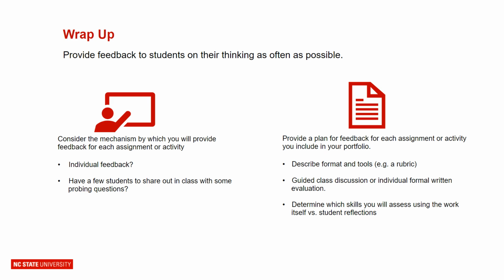You will describe the format that you will use and any tools that you'll use, for example, a rubric if that's relevant. The feedback format can be as simple as guided class discussion or as detailed as individual written formal evaluation. For assignments, determine in advance which skills you'll assess using the work itself and which you may need to assess from student reflections. The reflections can either stand on their own or could be woven in as part of the assignment.